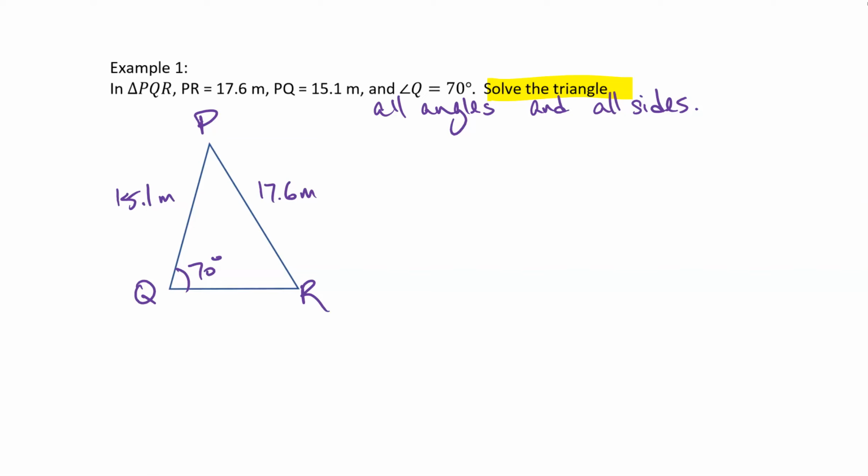Do we have a right angle triangle? And the answer is no. So is it sine law or cosine law? If you look at it, we've got a matching angle and a side, so we should probably be using the sine law to work out everything we need.